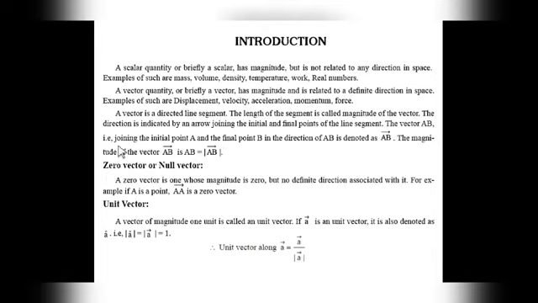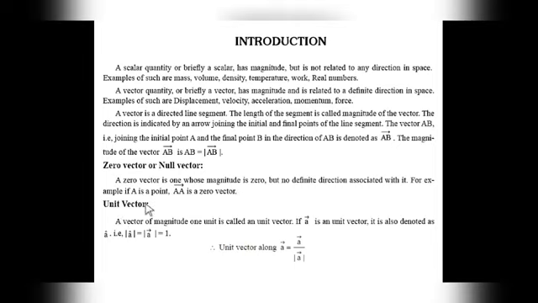Now, types of the vector. Zero vector, also called null vector. A zero vector is one whose magnitude is zero but has no definite direction associated with it. For example, if A is a point, the vector AA is a zero vector. It means that it is a point which does not have direction.